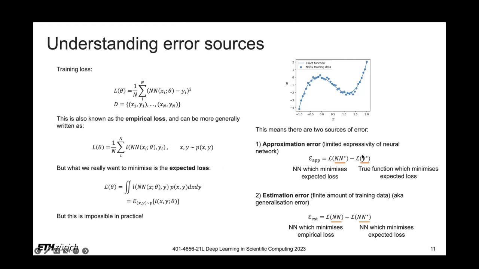And then the second source of error is because we're using a limited amount of training data and we're minimizing empirical loss rather than the expected loss. So that's going to be the difference between the neural network which minimizes that expected loss, which we can never truly get, and the network that minimizes our actual empirical loss function.